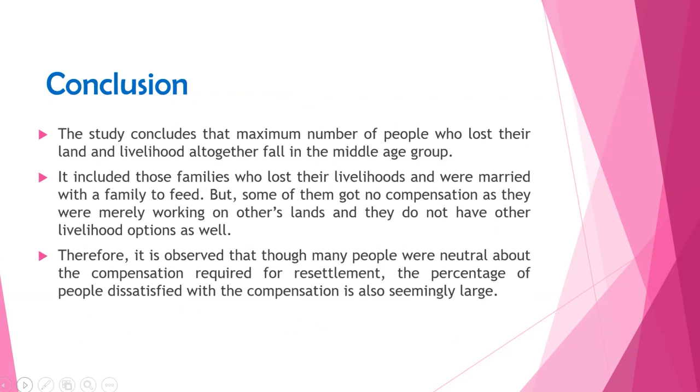So my conclusion is that the maximum number of people who lost their land and livelihood altogether fall in the middle-aged group. And it is also observed that the number of males who receive the compensation is more than their female counterparts in the middle-aged group. And it also includes those families who have lost their livelihoods and had a family to feed. But some of them got no compensation because they were merely working on others' lands and they do not have any other livelihood options as well.